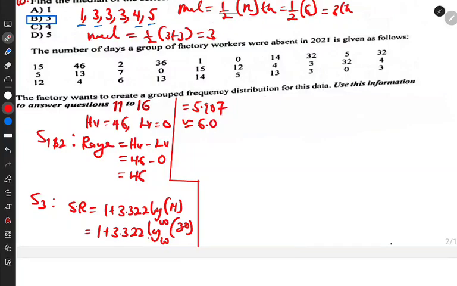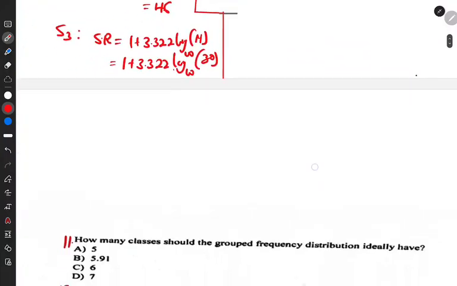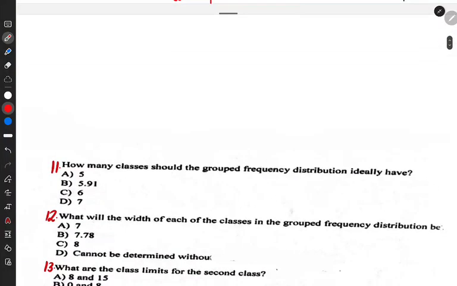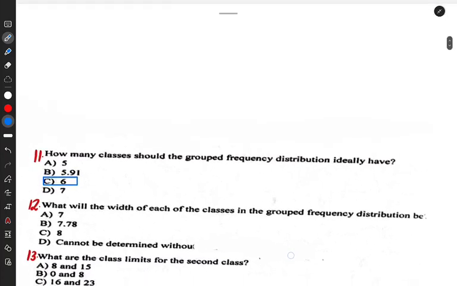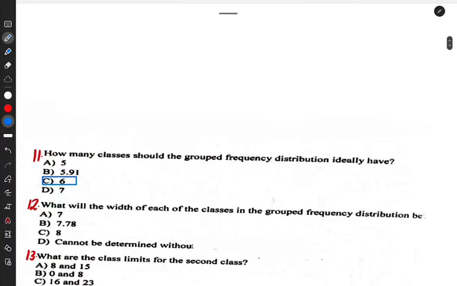Okay, so 6.0. So that means that we ideally are supposed to have 6 classes. And that will go for option C. Shade option C, and you are good to go. Then question 12. What would the width of each of the classes in the group frequency distribution be?